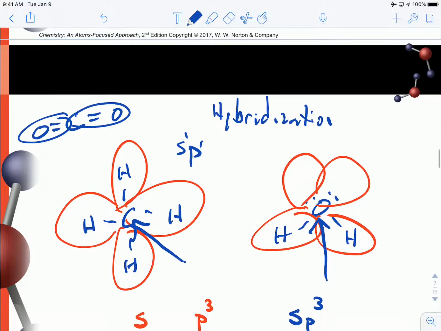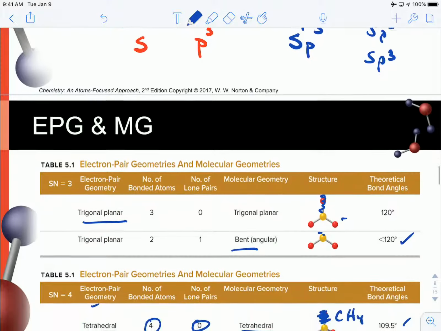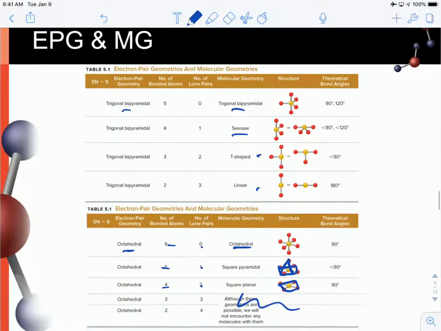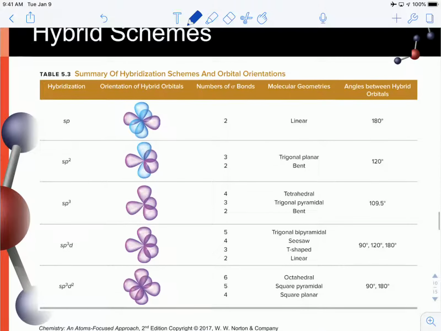1, 2. Here you had 4 regions. So your options are basically sp, sp2, sp3, and then we get into using d orbitals because you're going to need to do that for these guys here that have 5 and 6 regions. So you wind up with, right here you see it, sp, sp2, sp3, sp3d, sp3d2. And that's what it's showing you.